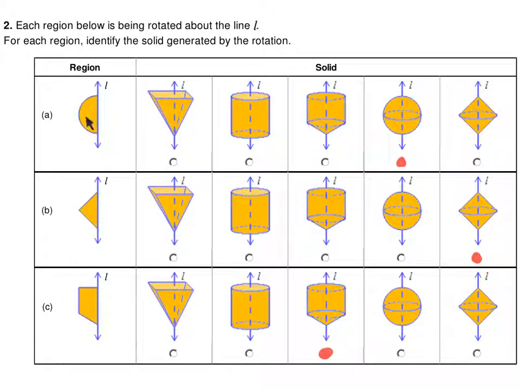Now, to find a 2D shape revolved around a line to make a 3D object, this half circle, when revolved, would make a sphere. This triangle, when revolved, would make this shape. And when you revolve this trapezoid around it, you would make this shape right here.